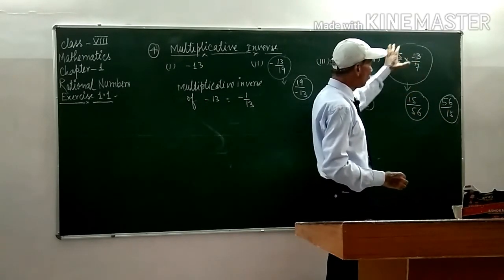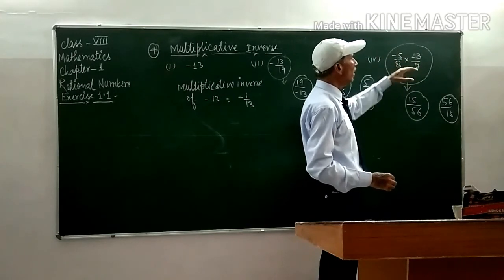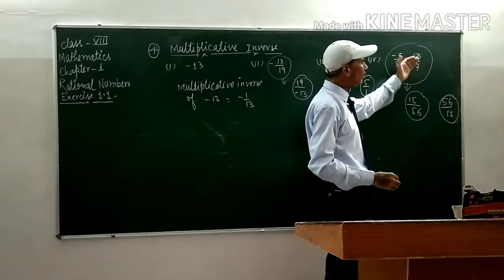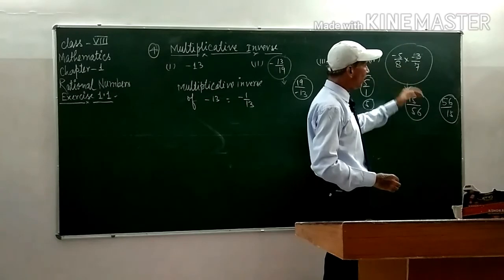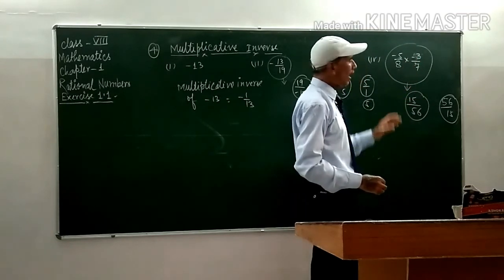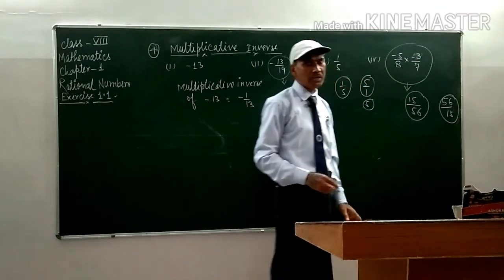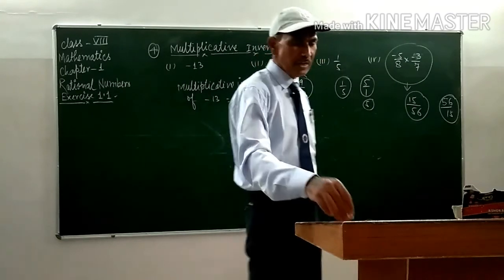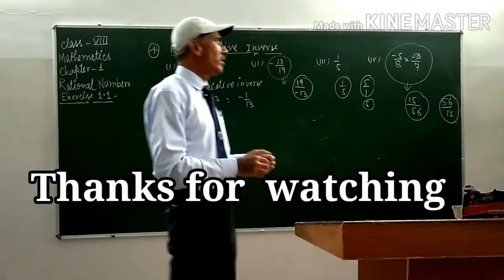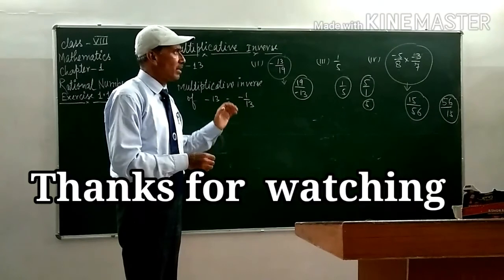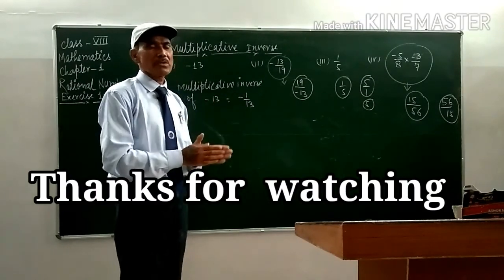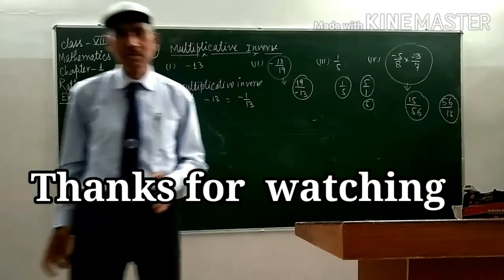So in this type of number, first of all you have to find the product of the numbers, after that you will find the multiplicative inverse or reciprocal of the product. Okay students, so question number 4 is finished here. For the next questions, in the next video I will solve the next questions. Okay students, so that's all.